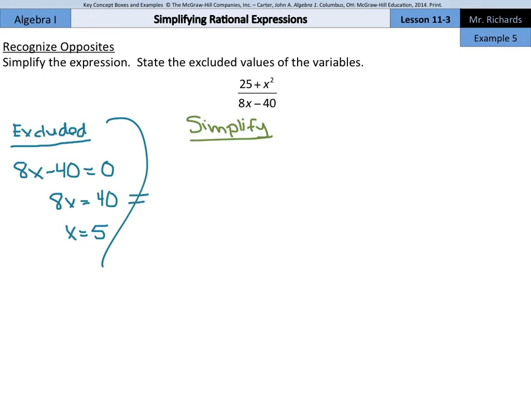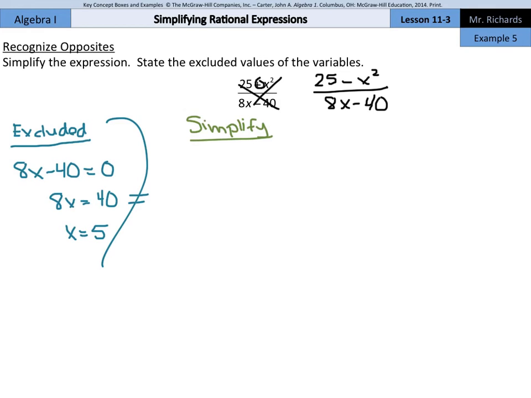And there is a correction that needs to take place here. I mistyped that plus sign in there. I'm going to cross out this question and say this is supposed to be 25 minus x squared over 8x minus 40. Little mistake, just make that correction, and now we can continue with our question.